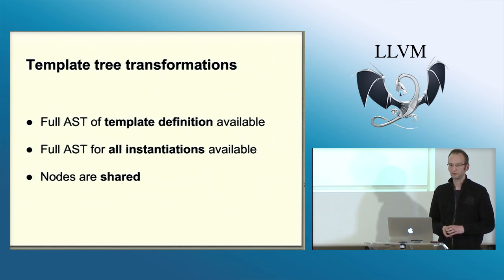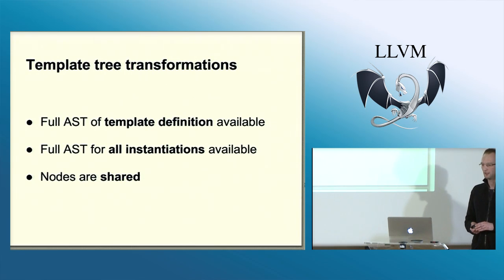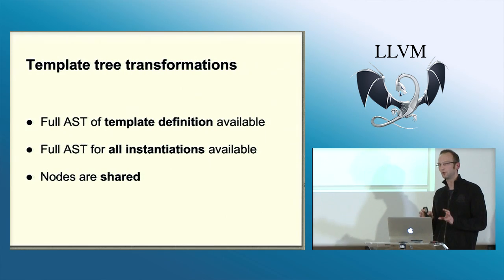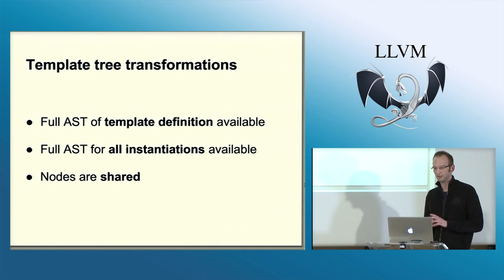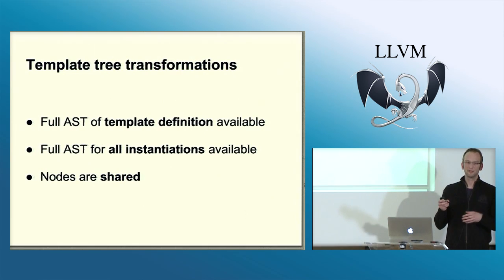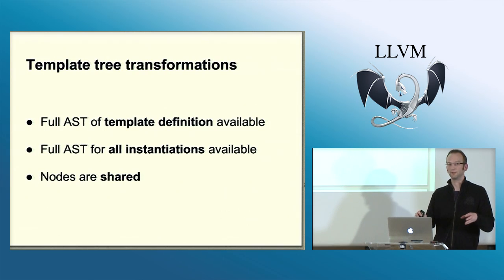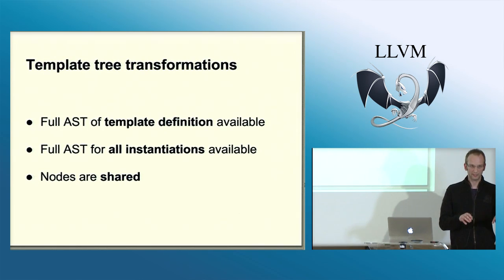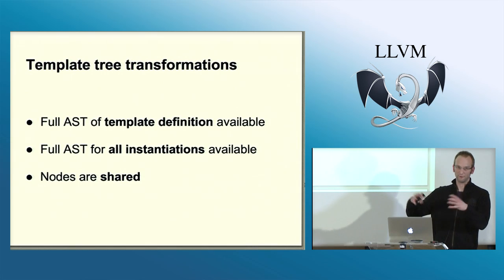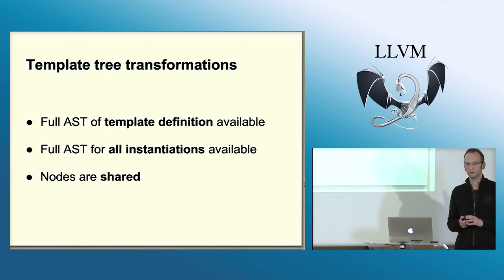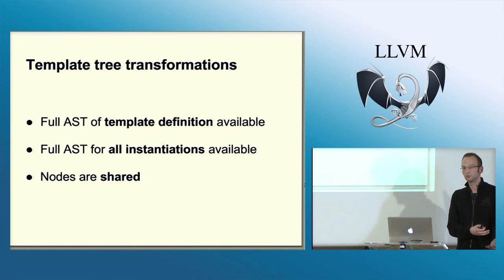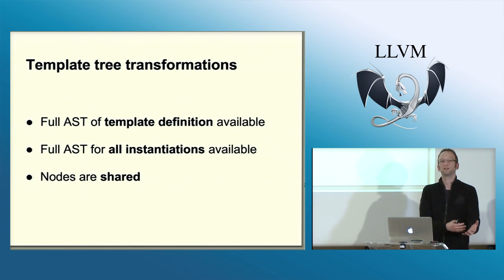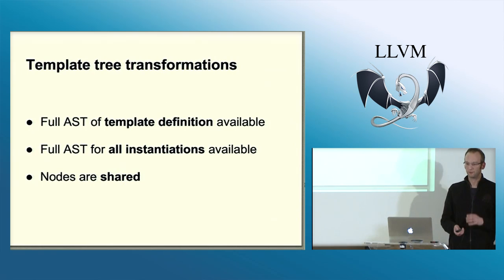Then, one other interesting thing about the Clang AST is how templates are handled. I will not go into too much detail, but there are a few things that are very different from other compilers. The first thing is that the full AST of the template definition is available. It's modeled as a CXXRecordDecl that has dependent types inserted everywhere where the type is not currently known. And the interesting part is that, especially if you do source-to-source transformations, you can already do some transformations on that template definition without needing an instantiation for it.